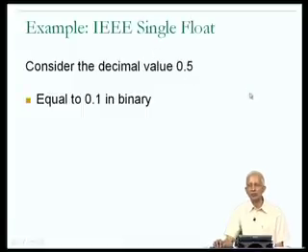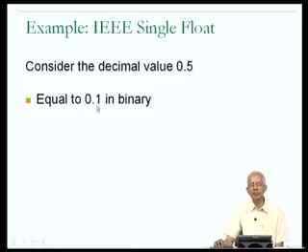Similarly, to the right of the decimal point, the first digit is multiplied by 10 to the power of minus 1, or divided by 10, which is why the value of 0.5 is 5 multiplied by 10 to the power of minus 1, which is equal to 5 divided by 10, which is equal to half.